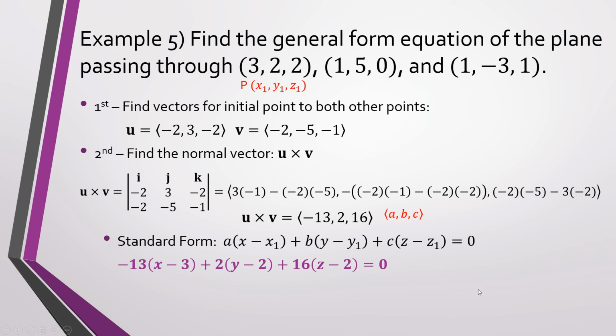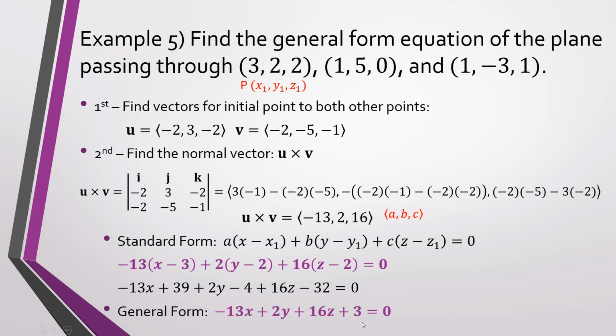So now if we distribute that, negative 13 times the quantity x minus 3 gives us negative 13x plus 39. 2 times the quantity y minus 2 gives us 2y minus 4. 16 times the quantity z minus 2 gives us 16z minus 32. And if we combine our like terms, our constants, 39 minus 4 minus 32 gives us a positive 3. So our general form equation is negative 13x plus 2y plus 16z plus 3 is equal to 0.